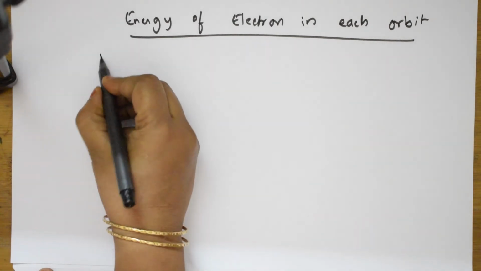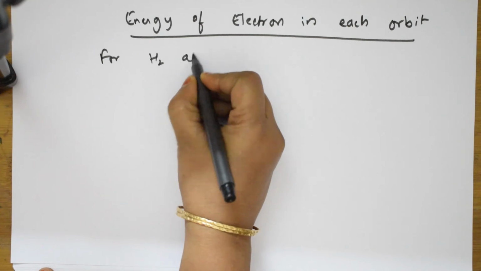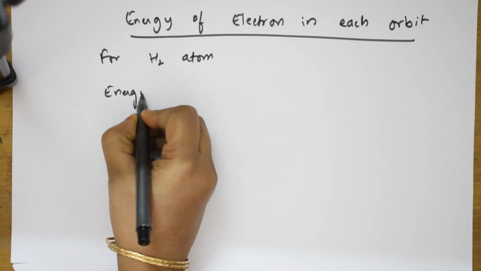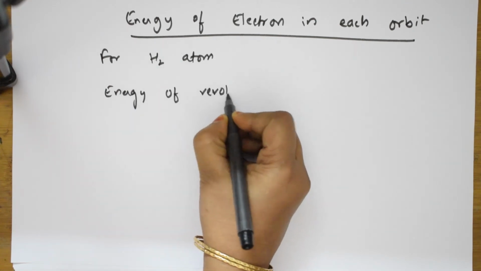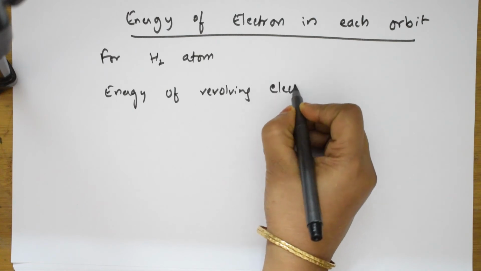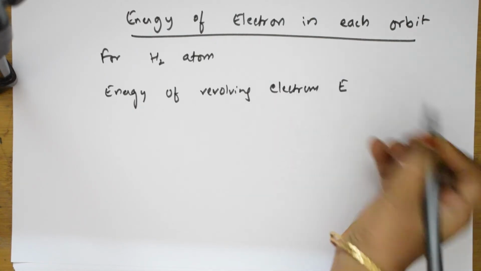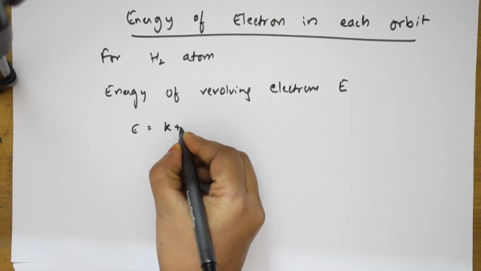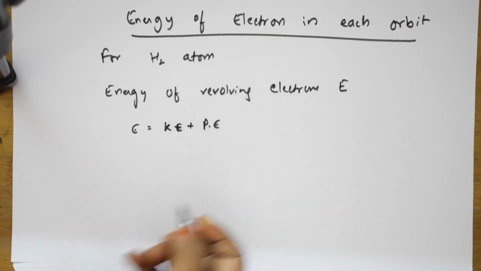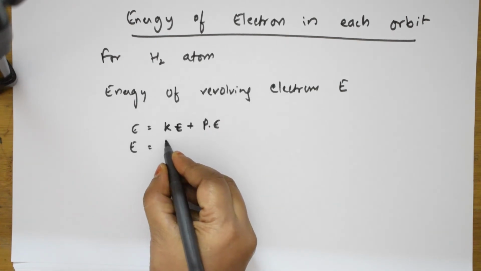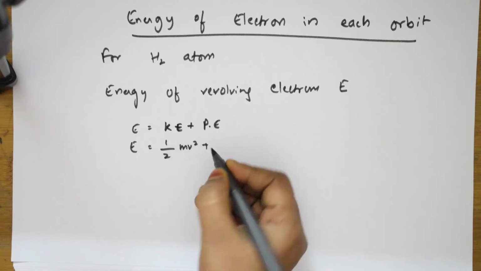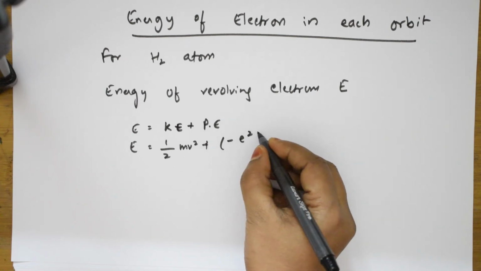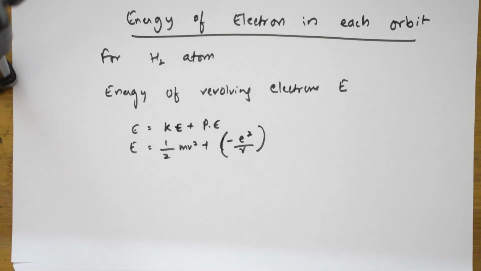Now basically for hydrogen atom, the energy of the revolving electron is E. Right. Now what is E equal to? E is equal to the sum of kinetic energy plus potential energy, isn't it? Yes. Now what is kinetic energy equal to? Kinetic energy is equal to half mv square, and potential energy is minus e square by r. This is your potential energy, isn't it?